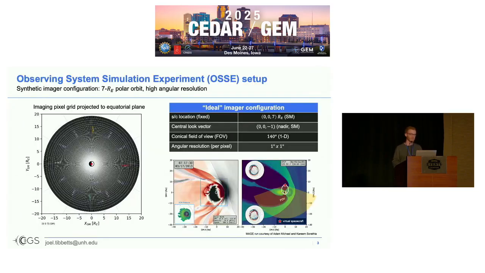So I mentioned that I was going to be doing an OSSE, so what this means is that I'm simulating a virtual instrument inside of the MAGE simulation environment. Here, I'm using a very ideal imager setup, by which I mean the synthetic imager is pointing nadir from a high polar orbit of about 7 RE, and I'm projecting all of these images down into the equatorial plane. So this is meant to be a starting point to give an upper limit on the best result that this kind of line of sight integrated imaging, with all of its caveats, could tell you in terms of the overall picture of this magnetotail transport.